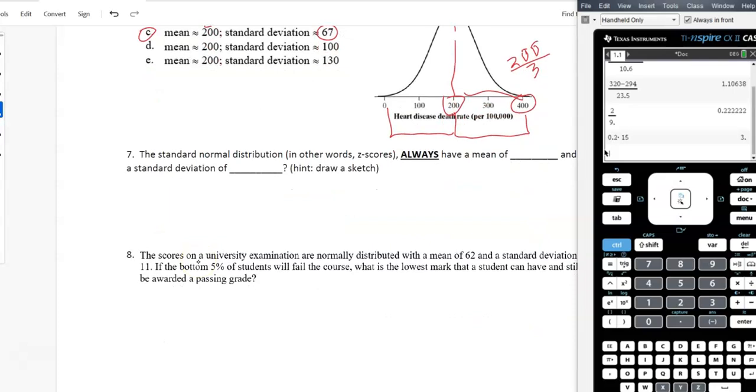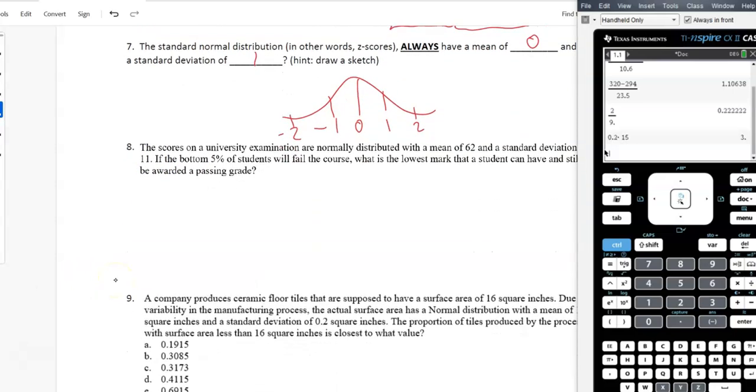In other words, z-scores always have a mean of 0 and a standard deviation of 1. If you draw it, the middle is 0, then 1, negative 1, 2, negative 2.